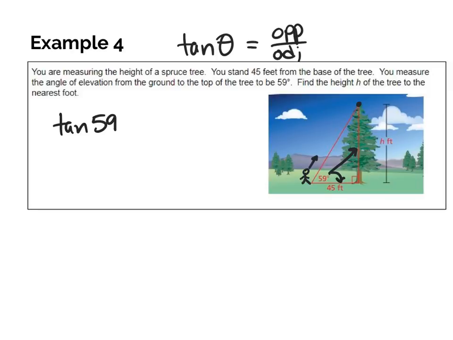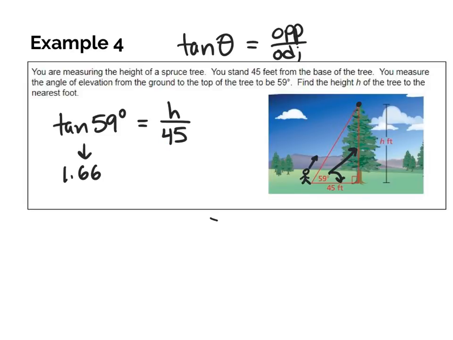If I know the tangent of that angle, 59 degrees, I can relate that to H, which is the opposite side, and compare that to 45. So again, it's taking that angle and relating it to the ratio of those two sides. Just like I've been doing in my calculator, I could take the tangent of 59. Tangent of 59 gives a decimal, about 1.66. Think of that as 166%, which means that H is going to be much bigger than 45. Okay, it's a very tall tree.